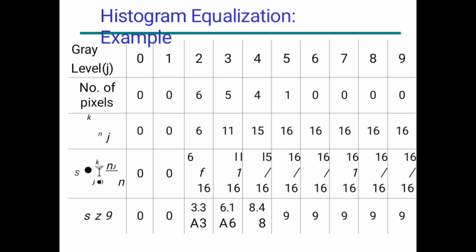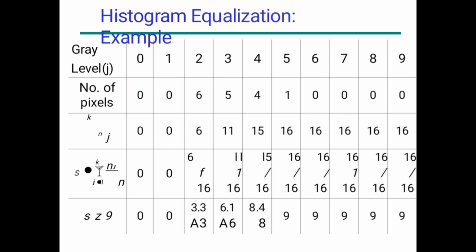Here the number of 1s is 0, number of 0s is 0, number of 2s is 6, number of 3s is 5, number of 4s is 4, number of 5s is 1. This is the number of pixel values in the image.